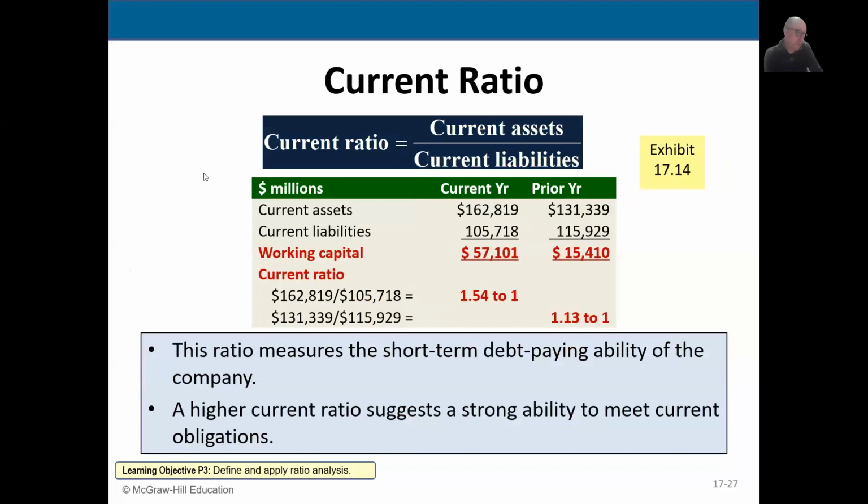The current ratio, this one's one of my favorites. The current ratio is very easy. We take current assets divided by current liabilities. It helps us understand if the company has the ability to pay its short-term debt. The higher the better. The higher the ratio, the better. It means it's stronger and has the ability to pay its current debt. Anything over 1 is great. Anything less than 1, we've got problems.